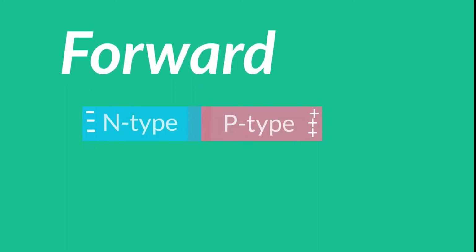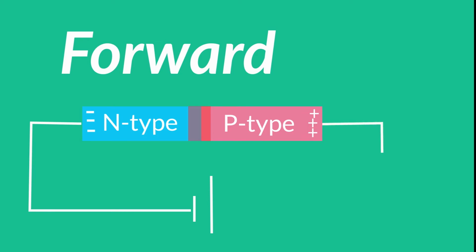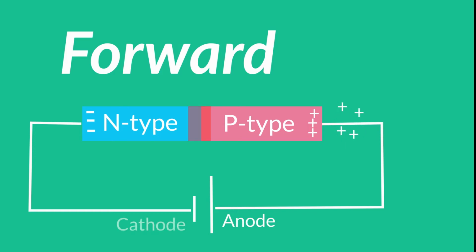Under forward bias condition, the n-type is connected to the negative terminal and the p-type is connected to the positive terminal. The anode or positive terminal will supply holes to the p-n junction, and the cathode or negative terminal will supply free electrons to the p-n junction. These free electrons get attracted to holes from the anode, so current will flow.